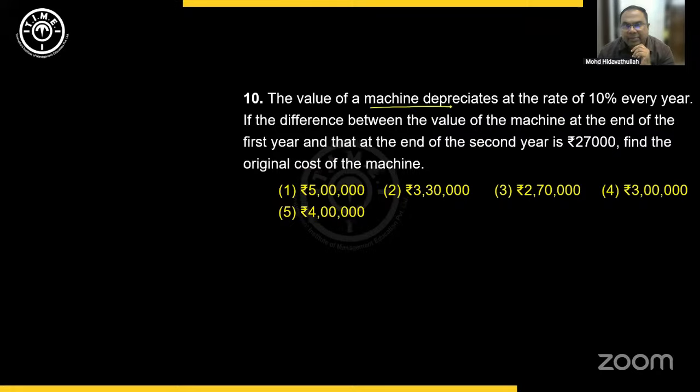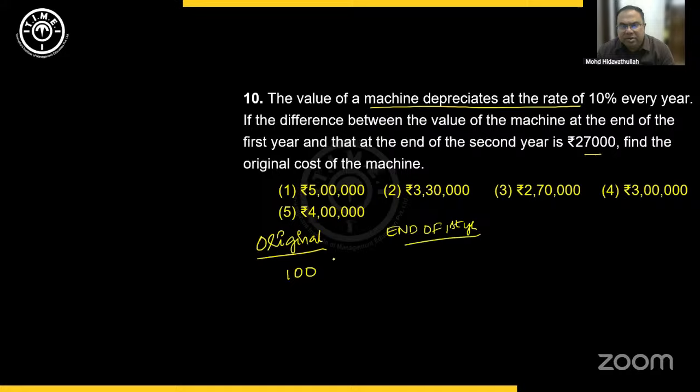Value of a machine depreciates at the rate of 10%. Correct answer, Gautami, 10% every year. Difference between value of the machine at the end of first year and the end of second year is 27,000. Original value 100. It depreciates at the rate of 10% every year. So end of first year, 10% drop, so 90. Again, end of second year, again 10% drop.